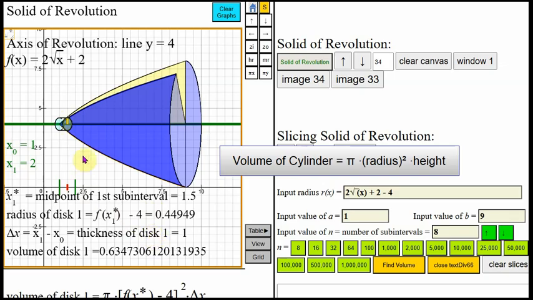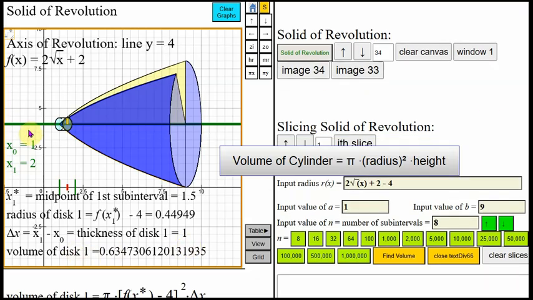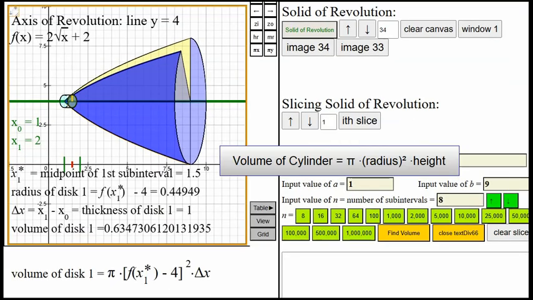And then once again, the height of the cylinder, or the thickness of the cylinder, is just 1. And then the volume is just going to be pi times the square of the radius times the height. So we're going to do pi, which is 3.14, times the square of the radius, so it would be 0.44949 squared, and then times the height, which is 1. And that will give us 0.63473. And so for the first slice, we can estimate it with this value.